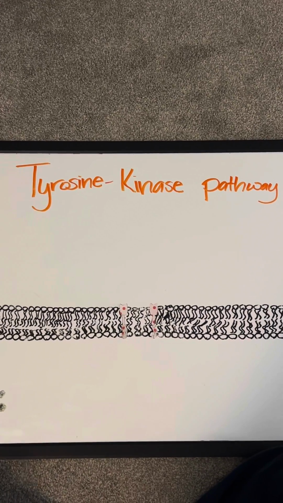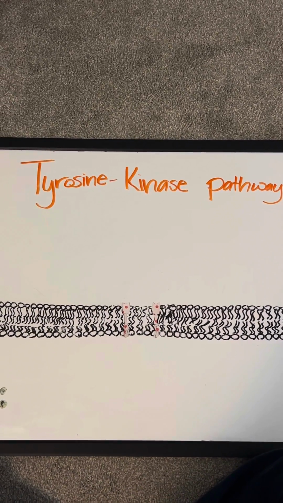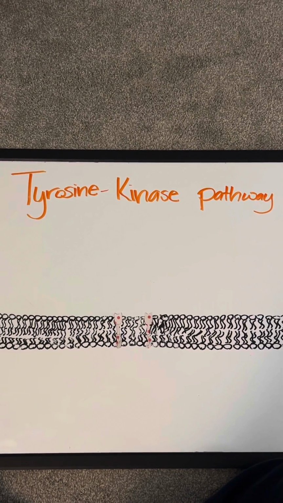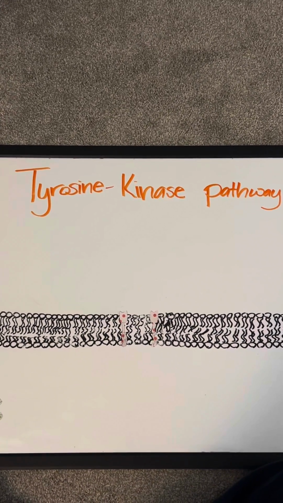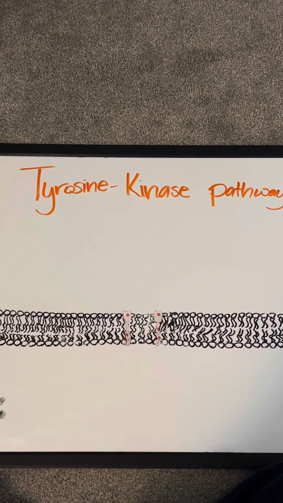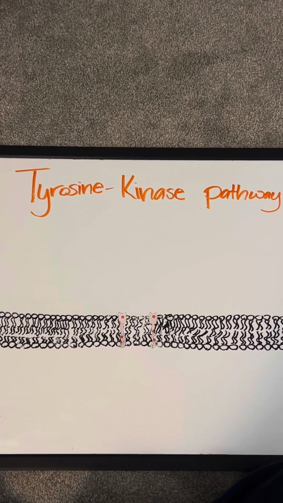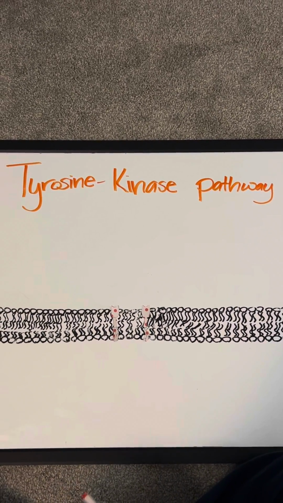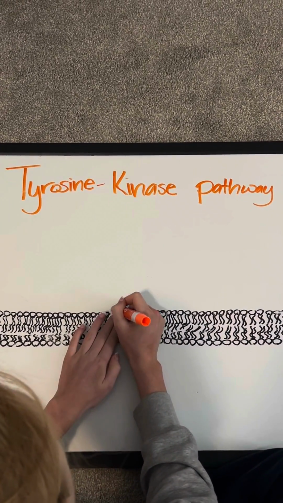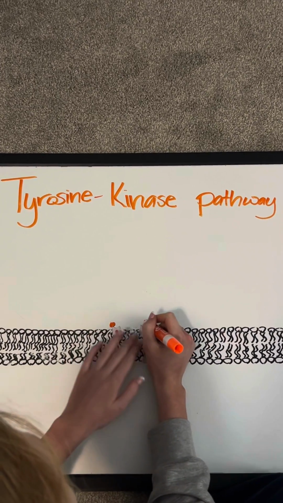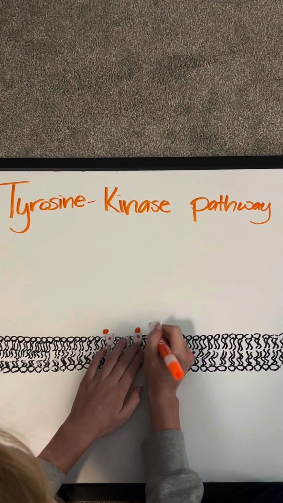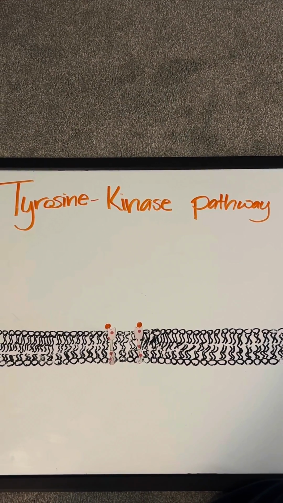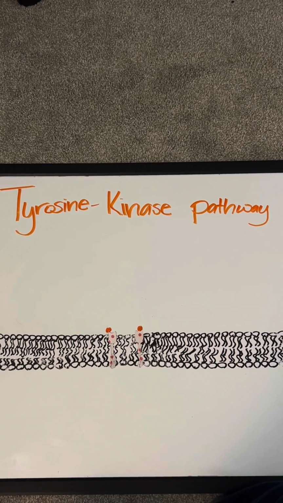The next pathway we're going to talk about is the tyrosine kinase pathway. This pathway transfers phosphate groups from ATP to tyrosine molecules, which is another protein. The signaling molecules, or the ligands, bind to the extracellular domain of two nearby tyrosine kinase receptors. The two receptors bond together, or dimerize.